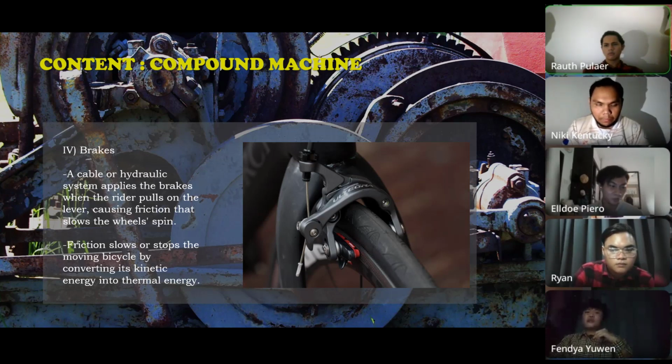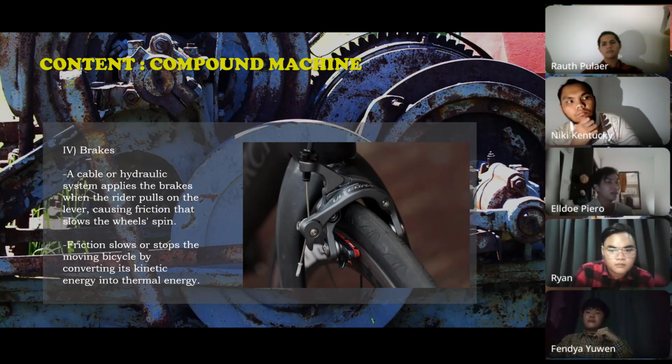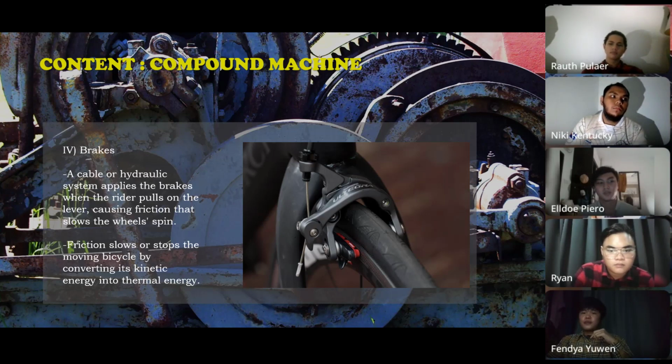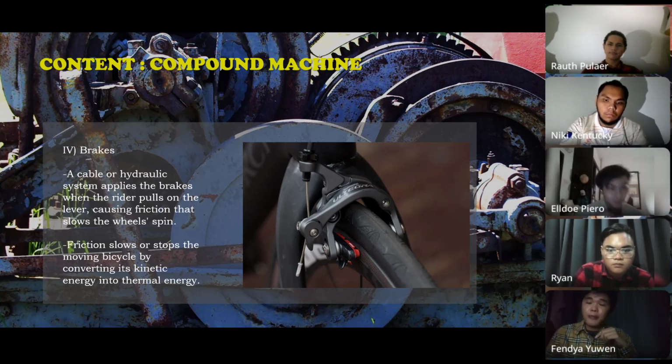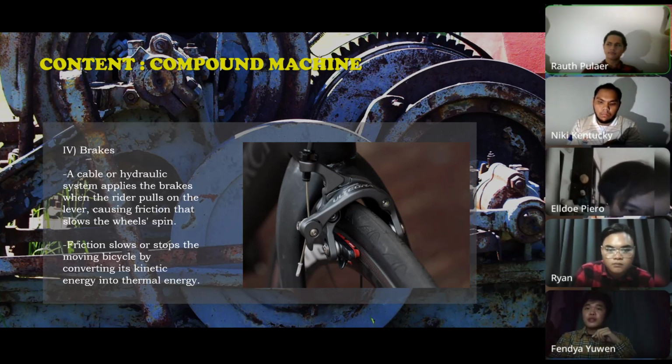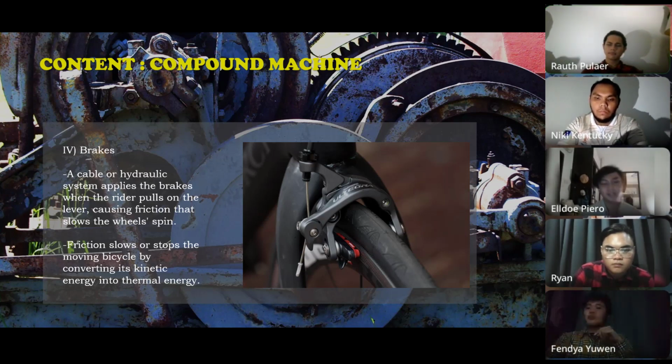Brake is really important because why? If without brake, our vehicle cannot slowly and stop. So which means without brake, the capability of accident is really high. That's why brake are really important. So continue to the topic. Friction slows or stops the moving bicycle by converting its kinetic energy into thermal energy.